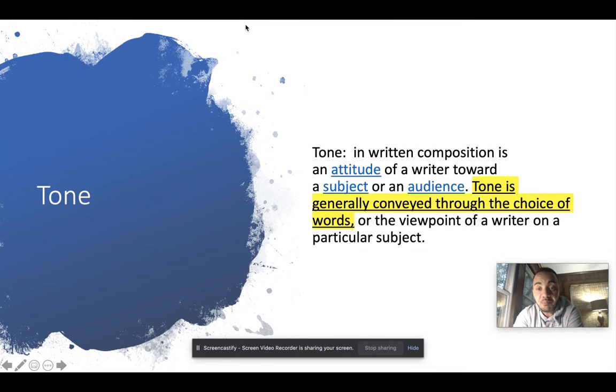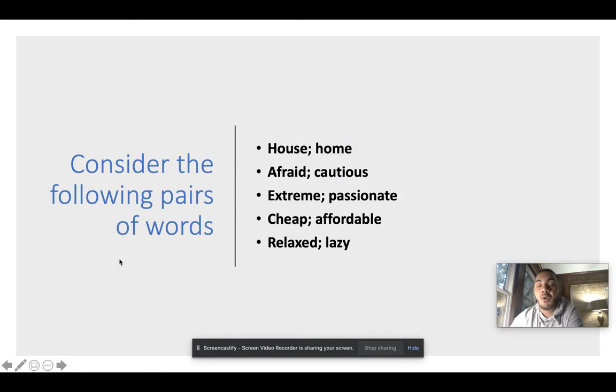Tone is generally conveyed through word choice, most of all, or the viewpoint that a writer has on a particular subject. Think about the following word pairs: house versus home, afraid versus cautious, extreme versus passionate, cheap versus affordable, and relaxed versus lazy. Each of these word pairs has a different attitude or emotion associated with it.